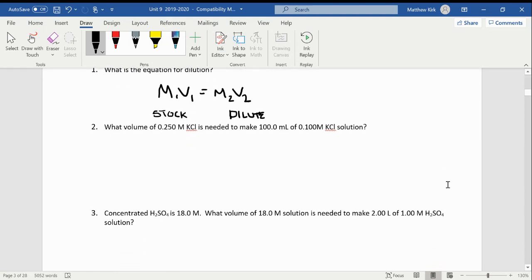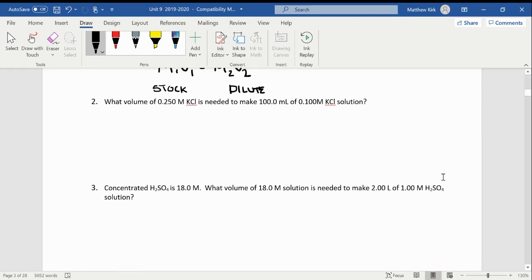All right, so let's try number 2. Number 2 asks, what volume of 0.250 molar potassium chloride is needed to make 100 milliliters of 0.1 molar potassium chloride solution? So, okay, as I look at this, I have a molarity here, and notice it's my higher molarity, so that would be my M1. So I would have my 0.250 molar KCl. And I want to know what volume of that is needed.